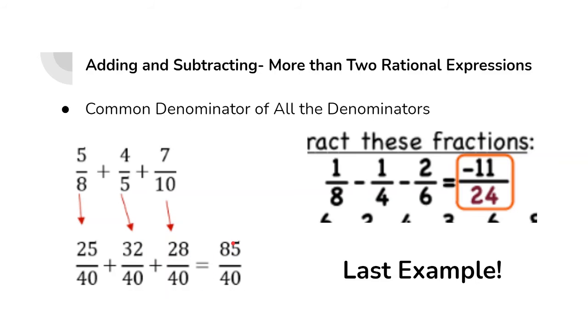So when you're doing rational expressions, it's the same principle. You just have to find the least common denominator or least common multiple of the three denominators and then apply it to every single fraction or every single expression. So I'll show you how to do this with the last example. And it's the same thing with subtracting.